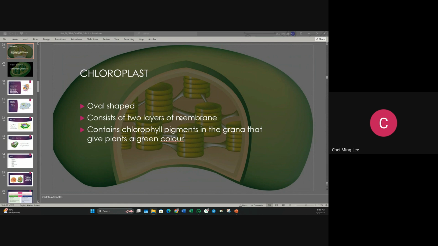It consists of two layers of membrane, and they contain the chlorophyll pigment in the grana that gives the plant a green color. So grana is actually like this one. You see this shape, inside here, tablet, these tablets are the grana. Okay, so jot this down first.